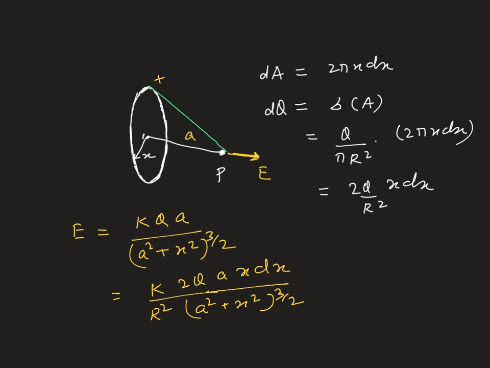How do we integrate this? We know that this distance is x, this distance is a, and let's assume that this angle is theta. So we have a very good relationship here. X is equal to a tan theta, and we also have dx is equal to a sec squared theta d theta, and then we'll have to change the page.